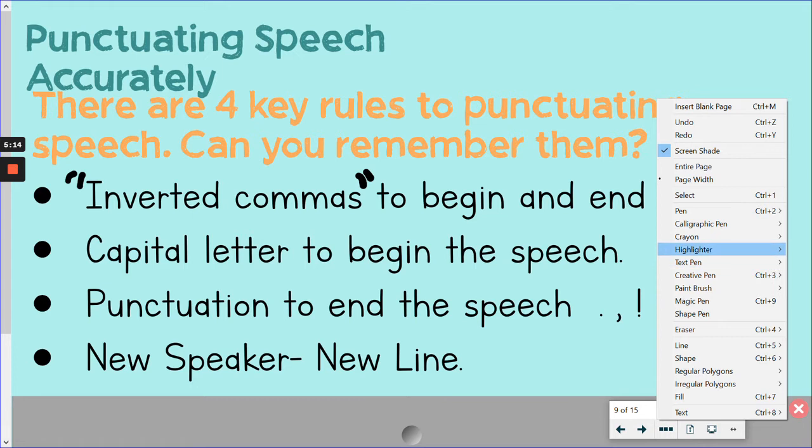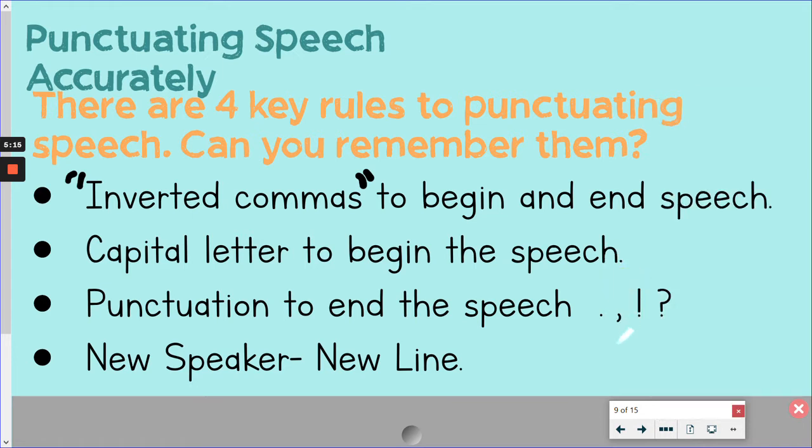Now we can use 4 different punctuation choices depending on what's being said. We can use a full stop to end the sentence, a comma if the sentence is going to continue, an exclamation mark if it's an exclamation or we want to show raised volume, or we can use a question mark if the person is asking a question.